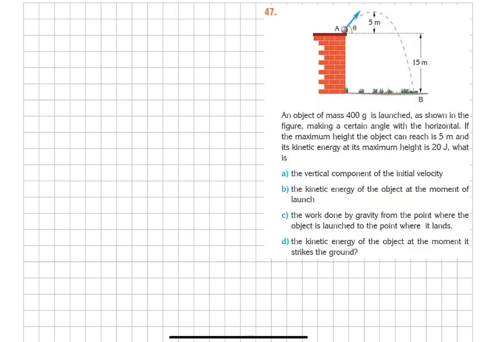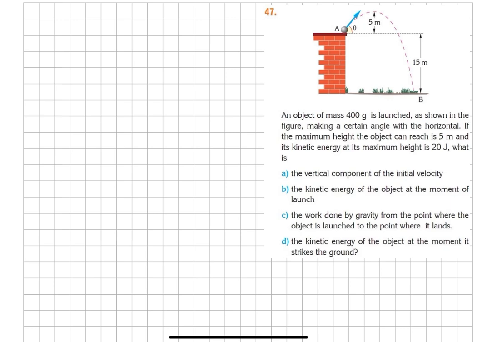47th question. An object of 400 grams is launched as shown in a figure making a certain angle with the horizontal. If the maximum height the object can reach is 5 meters, and the kinetic energy at its maximum height is 20 joules, what is the vertical component of the initial velocity? The kinetic energy of the object at the moment it launches, the work done by gravity from the point where the object launches to the point where it lands, the kinetic energy of the object at the moment it strikes the ground.